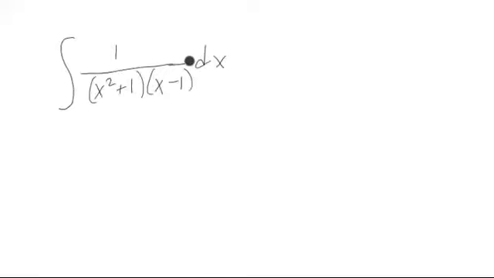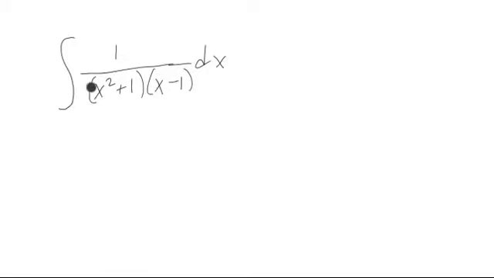Let's look at another example of partial fraction decomposition. Suppose that we have an integral like this: 1 over x squared plus 1 multiplied by x minus 1. Okay, so let's think about how this integration would go, what we would do.